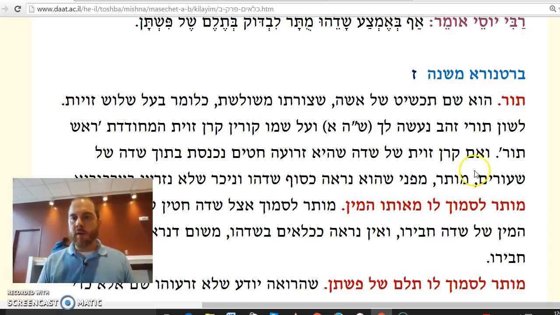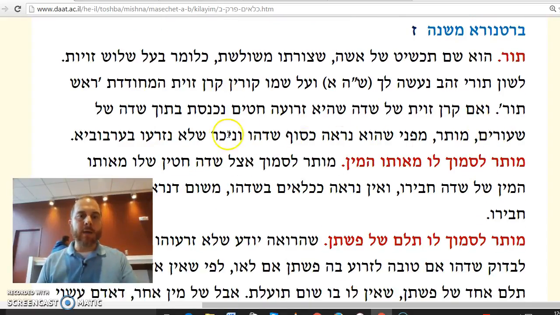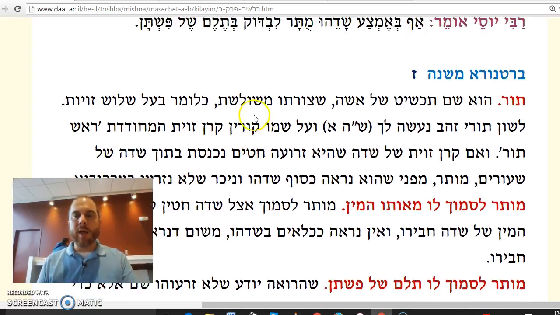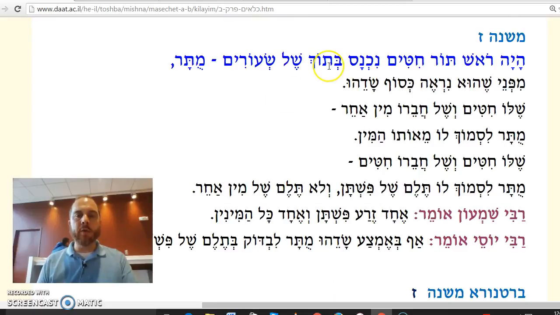Okay? Therefore, if a corner of a field that was planted chitim, wheat, enters into the field of seorim, we'll see in a second what that means, it's permitted. Why? Because it looks like the end of his field, and therefore it's recognizable that they weren't planted together. Okay, so it's a triangle going into the other field.